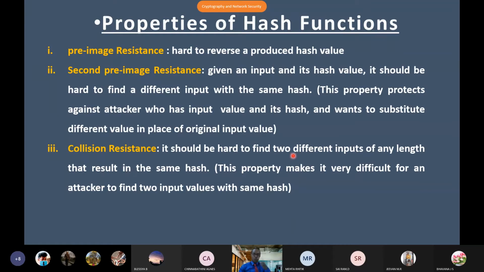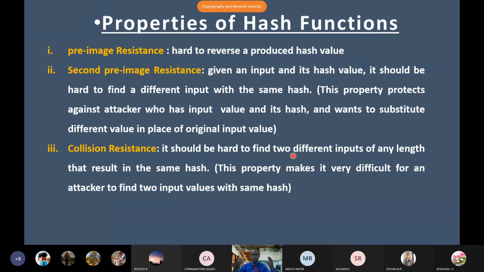Here we take 2 inputs of any length. These 2 inputs may have the same hash value, but it's difficult for an attacker to find another input that gives the same result. You cannot find another input same to that one, but here is multiple.